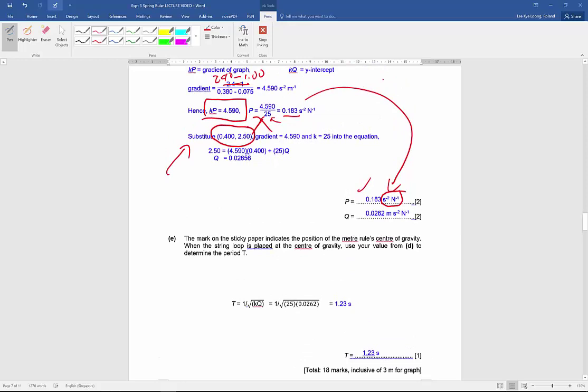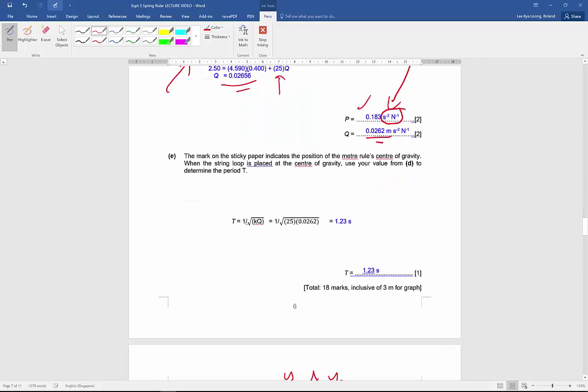Okay, so my final answer is listed as 0.2656. Is there a problem? Oh, there is a problem because the minimum is 25. I mean, the least SF is 25, which is 2 SF. So this one should be a maximum of 3 SF. I mean, if I substitute in the correct value, it should be 0.0262. Okay, so that's that. I'll show you the model answer for this one in the next slide.